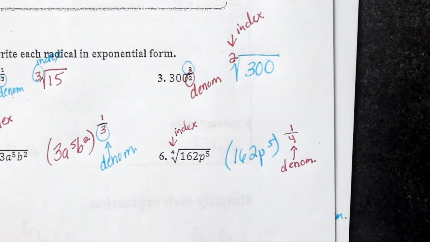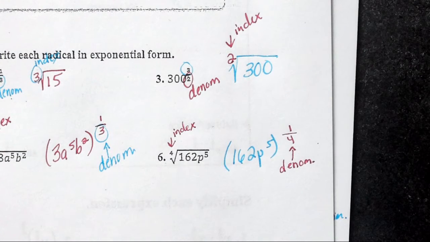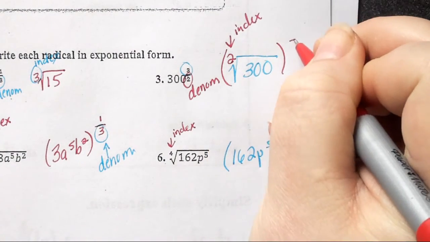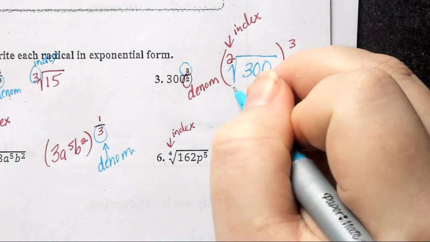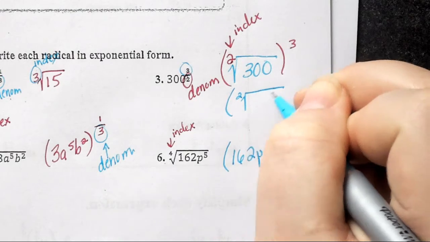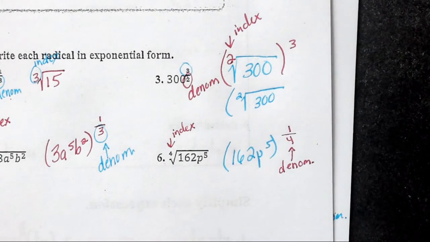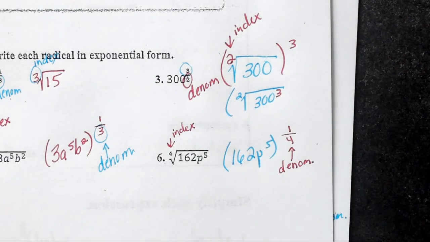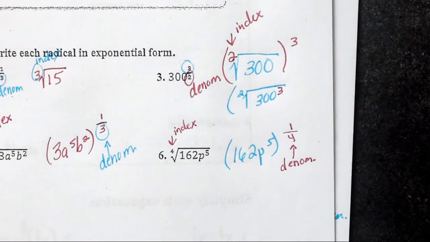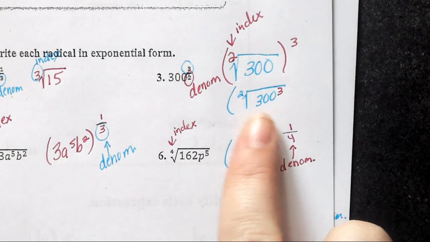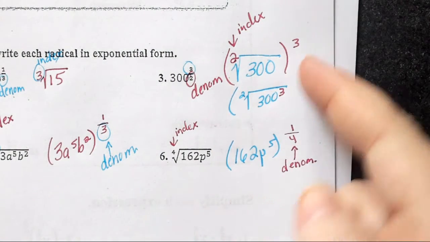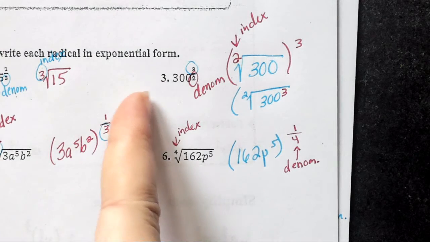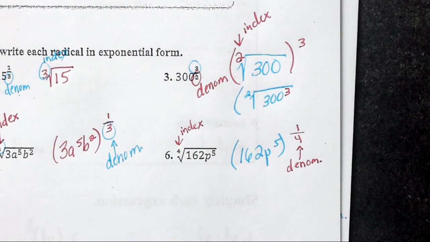Now, as for that 3, we can't just ignore him. He doesn't go away. You can either raise the entire thing to the 3rd power, or if you don't want to do that, you could have raised just the 300 to the 3rd power underneath the radical. All 3 of these are equivalent. So you can do 300 to the 3rd and then take the square root. You can take the square root of 300 and then raise it to the 3rd. Or you can do 300 raised to the 3 over 2. I told you 6/6 was easier than 6/5.